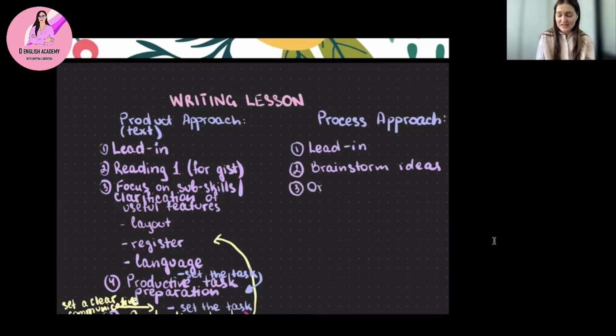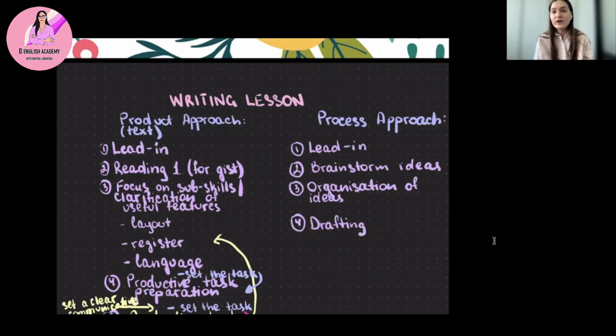This is called organization of ideas. So here students decide on how they want to organize their ideas. They could rewrite some things. They can decide which things are more important to write about, which things can be left out. Then comes drafting. So here they start and they try and draft the task, let's say an email of complaint. So they draft it. Following this, there is editing.